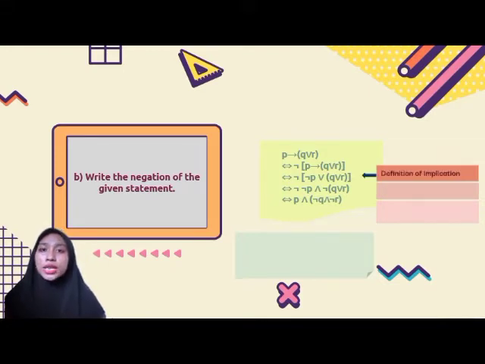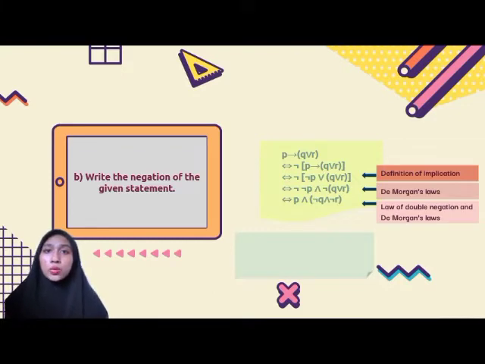Next, by using the definition of implication, we turn the expression inside the bracket into symbolic form. So, not [not p or (q or r)]. By using De Morgan's law, we need to expand the expression. Not not p and not (q or r).